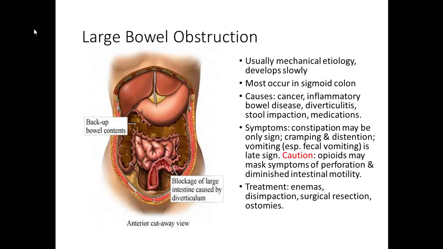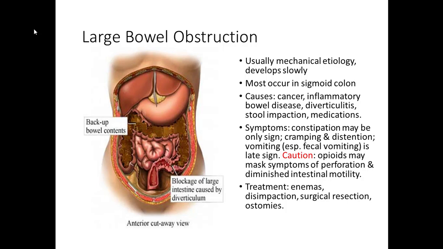Large bowel obstruction, most likely these are mechanical in cause, so it's something that's blocking it, rather a diverticula, maybe a tumor. Generally, these mostly happen in the sigmoid colon, close to the rectum. Like I said, things that can cause it can be like cancer, inflammatory bowel disease, diverticulitis if they rupture or they grow, impacted stool, and then some medications can actually cause a large bowel obstruction.